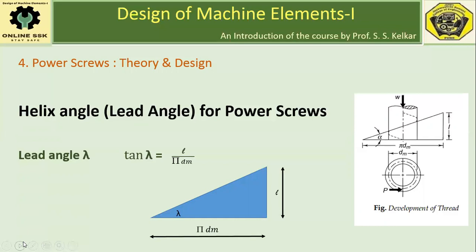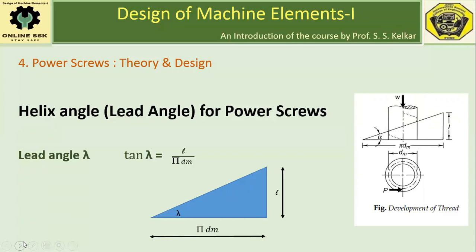Sometimes it is denoted by lambda or sometimes by alpha. So the lead angle lambda is given by tan lambda equals the opposite side, the lead L, divided by the adjacent side, pi d_m. So lambda equals tan inverse of L upon pi d_m. Knowing the pitch and the number of threads or starts, one can calculate the lead. Once you know the lead for a particular screw, and the mean diameter of the screw, you will be in a position to calculate lambda, the helix angle, or alpha.